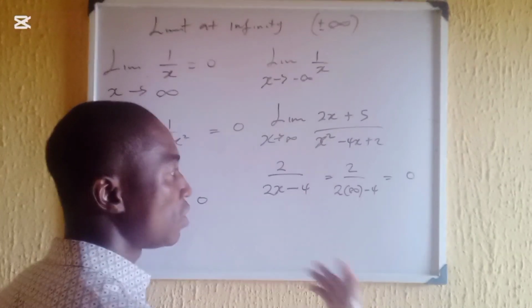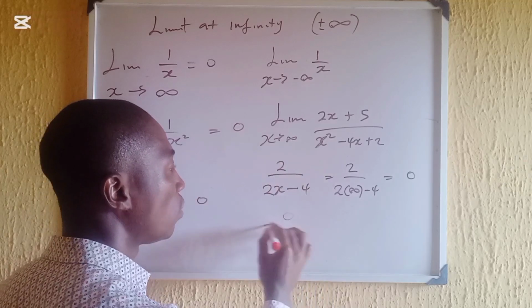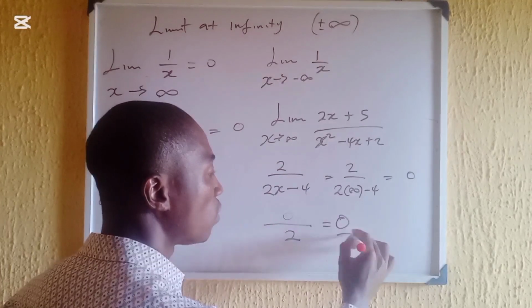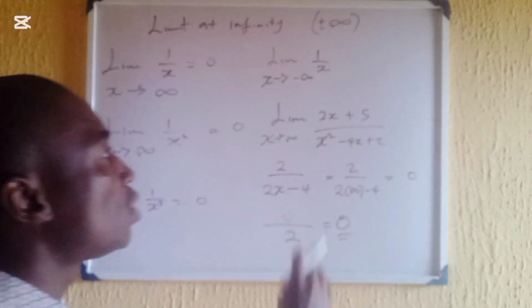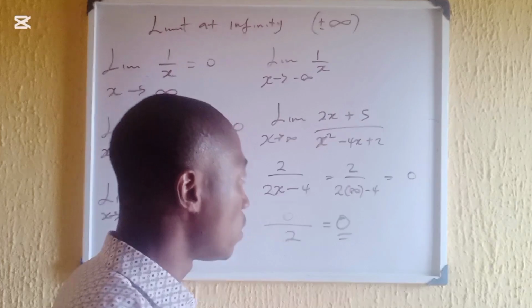But we can still differentiate again. To clarify, differentiate the numerator, you have 0. Differentiate the denominator, you have 2. 0 over 2, that gives us what? 0. So the limit of this function as x tends to infinity is equal to 0.